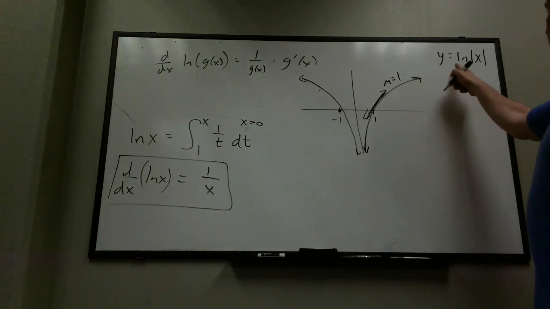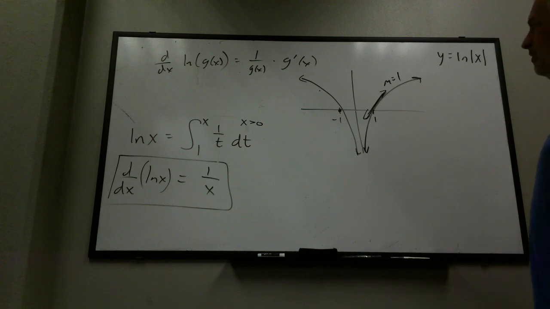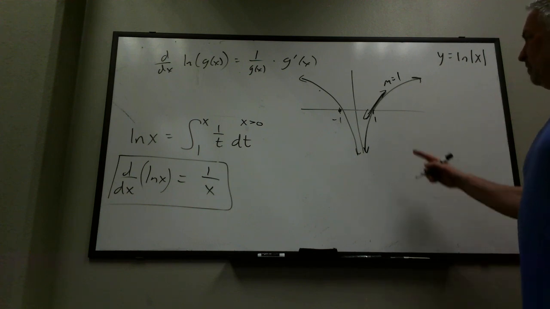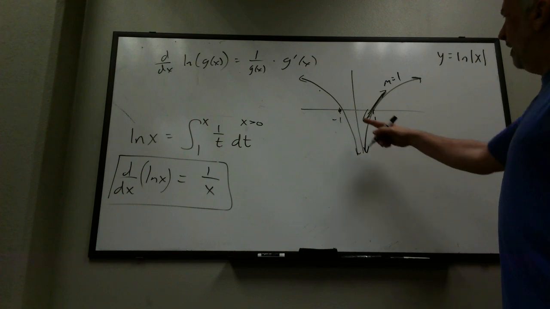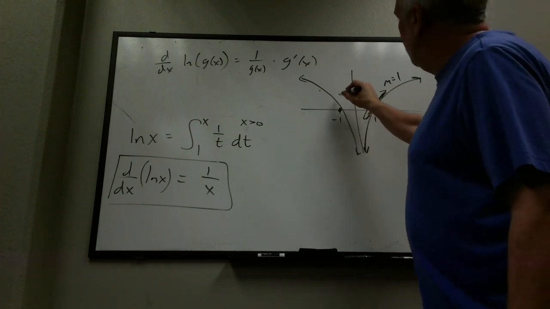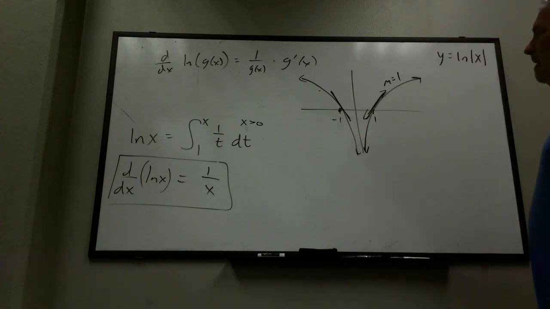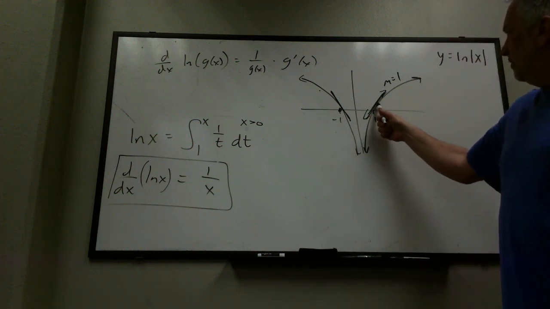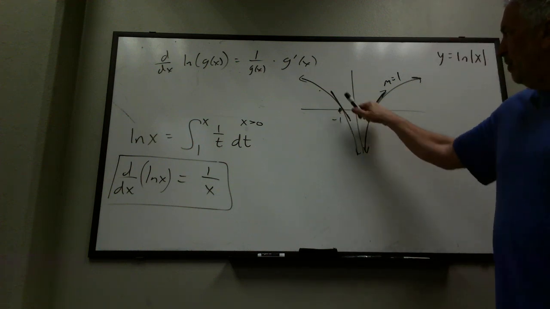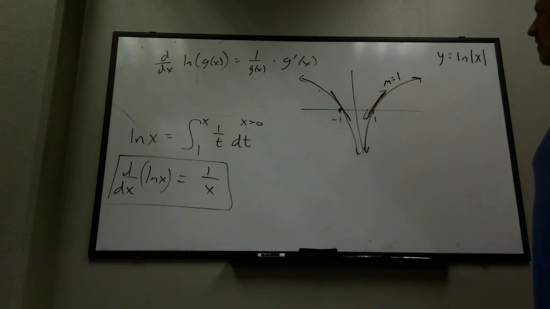Okay, so this is the graph of y equals natural log of the absolute value of x. Now, we know the derivative on this side is 1 over x. What's happening over here? Well, if I sketch the tangent line here at negative 1, the slope of this line was 1. This line is going in the opposite direction. It doesn't have the same slope.